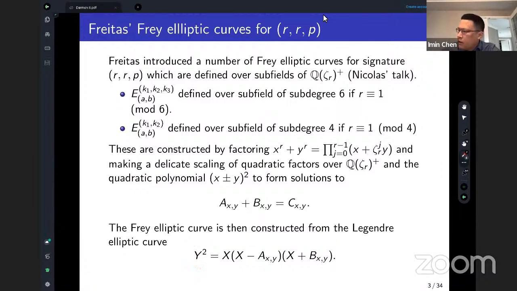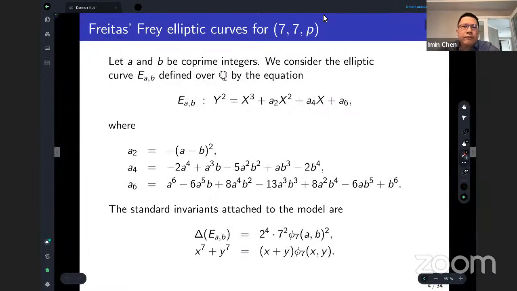So let's maybe look at some examples. I'll give some examples for r equals 7 and r equals 11. For r equals 7, if we take the first category or type of Frey elliptic curve, we actually get an elliptic curve over Q, and this is what it looks like explicitly.